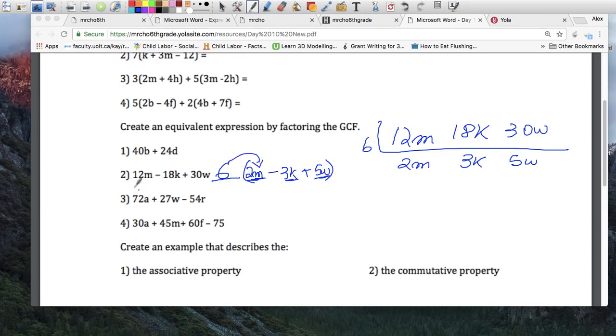You can double check. 6 times 2m is 12m. 6 times 3k is 18k, good. And 6 times 5 is 30w. So see, applying the distributive property gives us this. So we know we are correct.